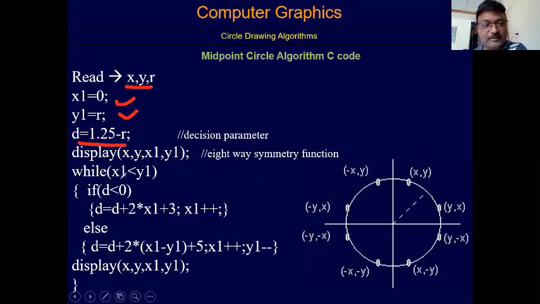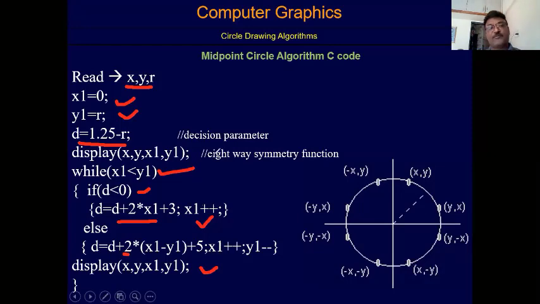Now, x1 less than y1, yes. What is the value of x1? 0. What is the value of y1? r. So this is always less than. So that you have to put in the first condition: if d less than 0, then d = d + 2 * x1 + 3, that we have calculated, and x1++. Else d = d + 2 * (x1 minus y1) plus 5, x1++, y1--. And again you have to pass it to the display function.